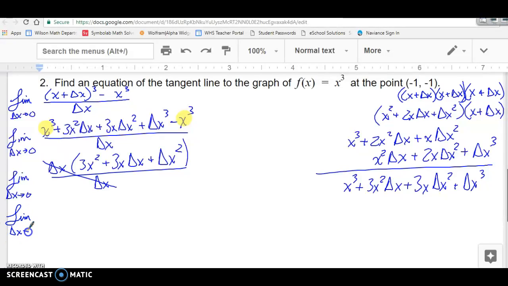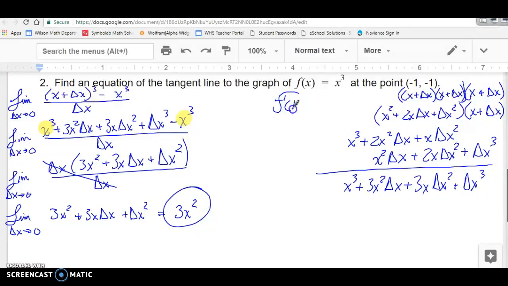So I better rewrite everything. 3x squared plus 3x delta x plus delta x squared. This limit will equal 3x squared. There's my derivative. Okay, so my f prime of x is 3x squared.